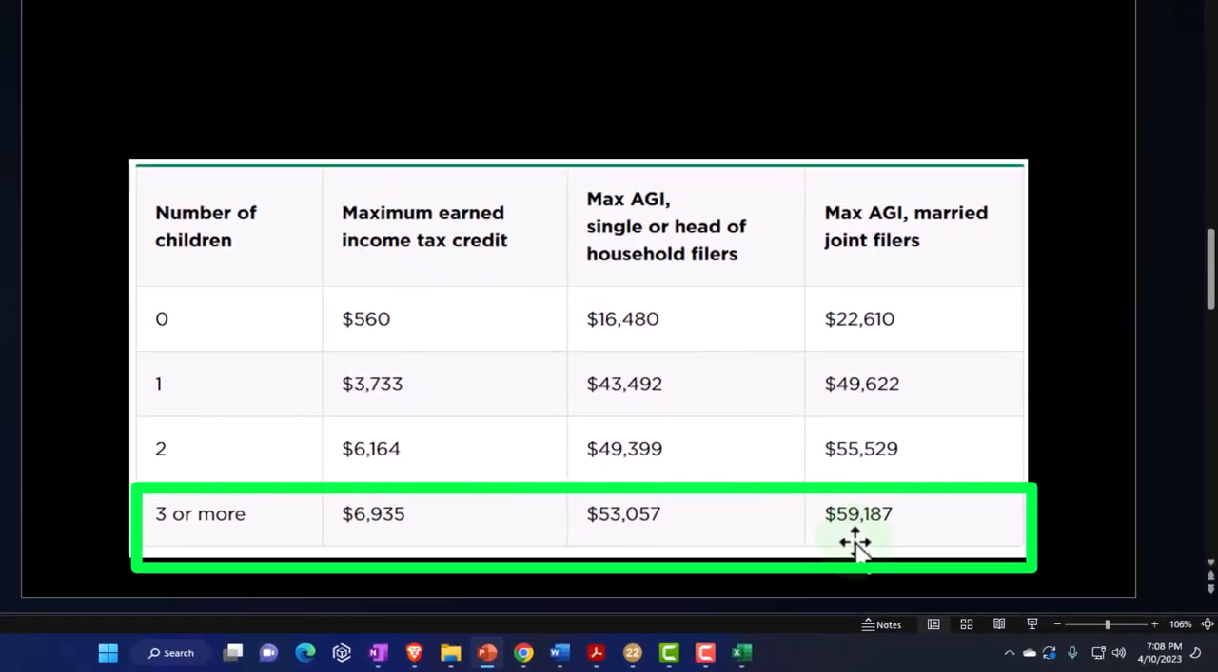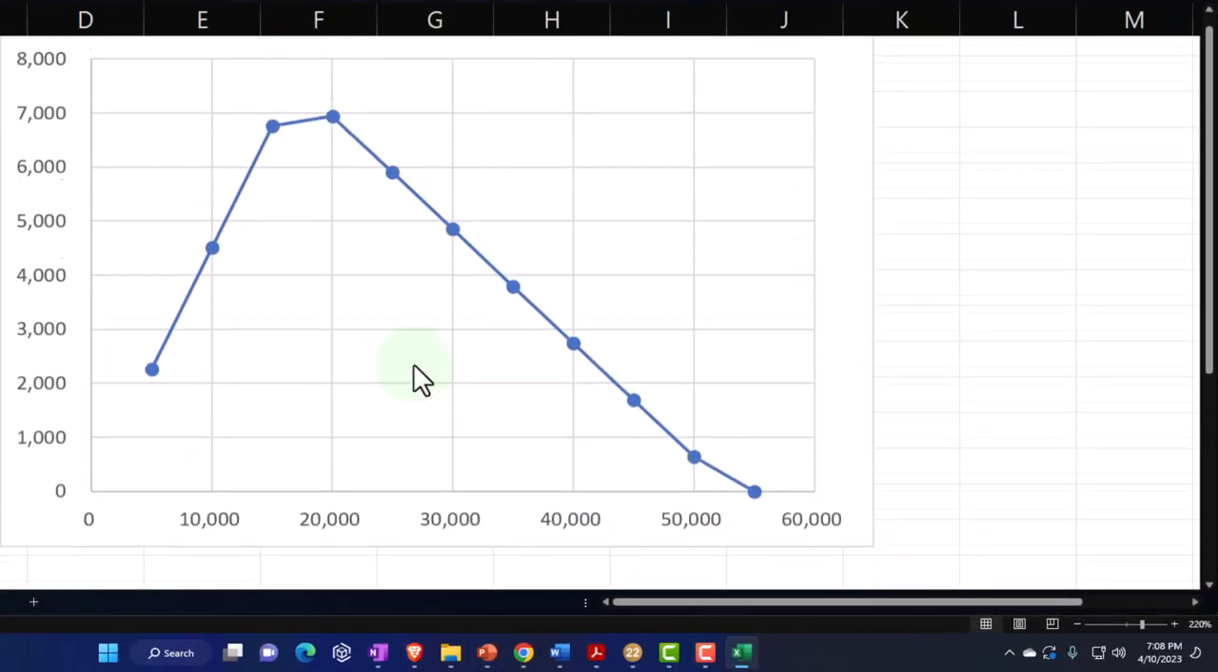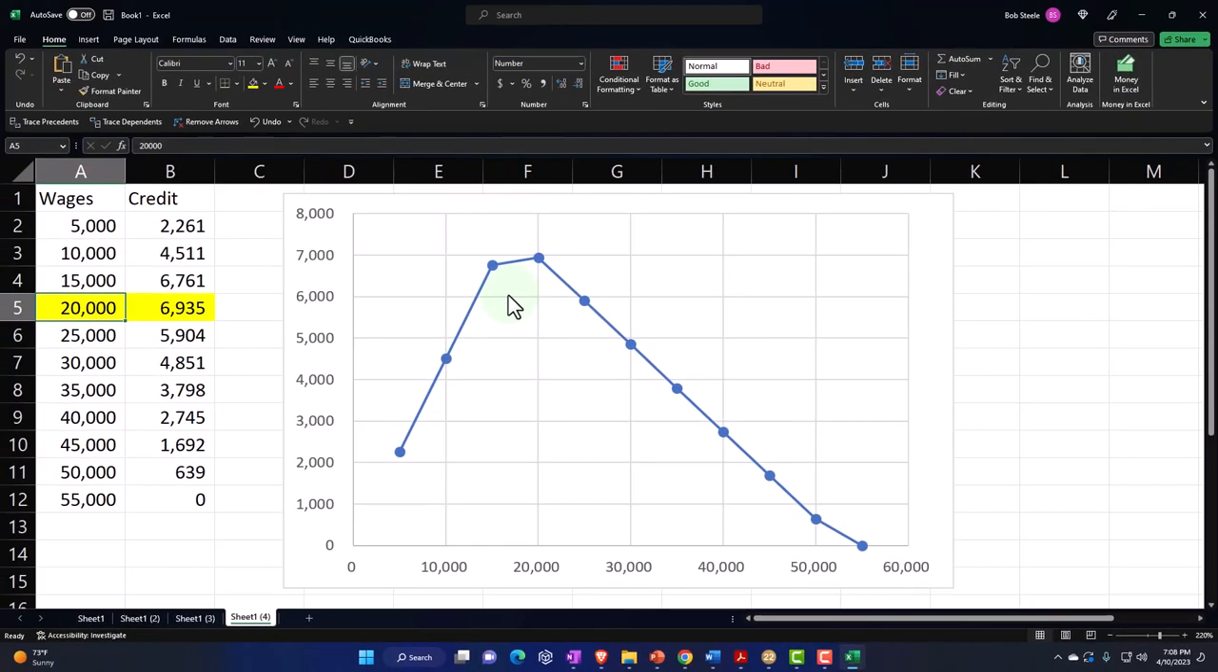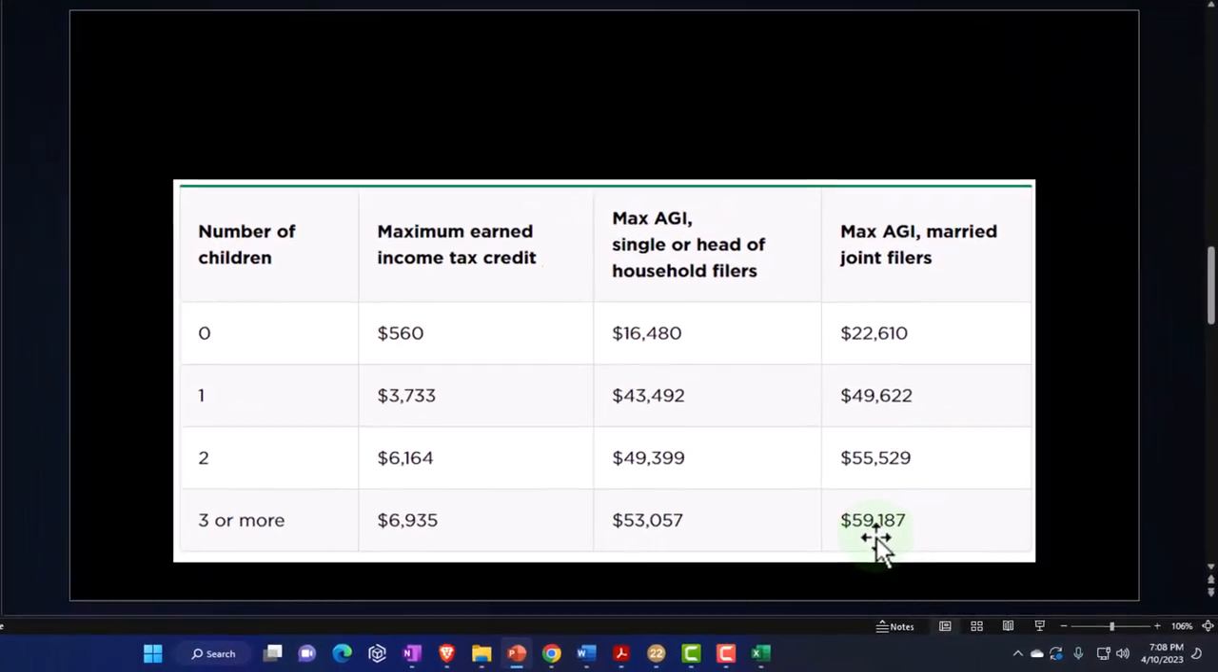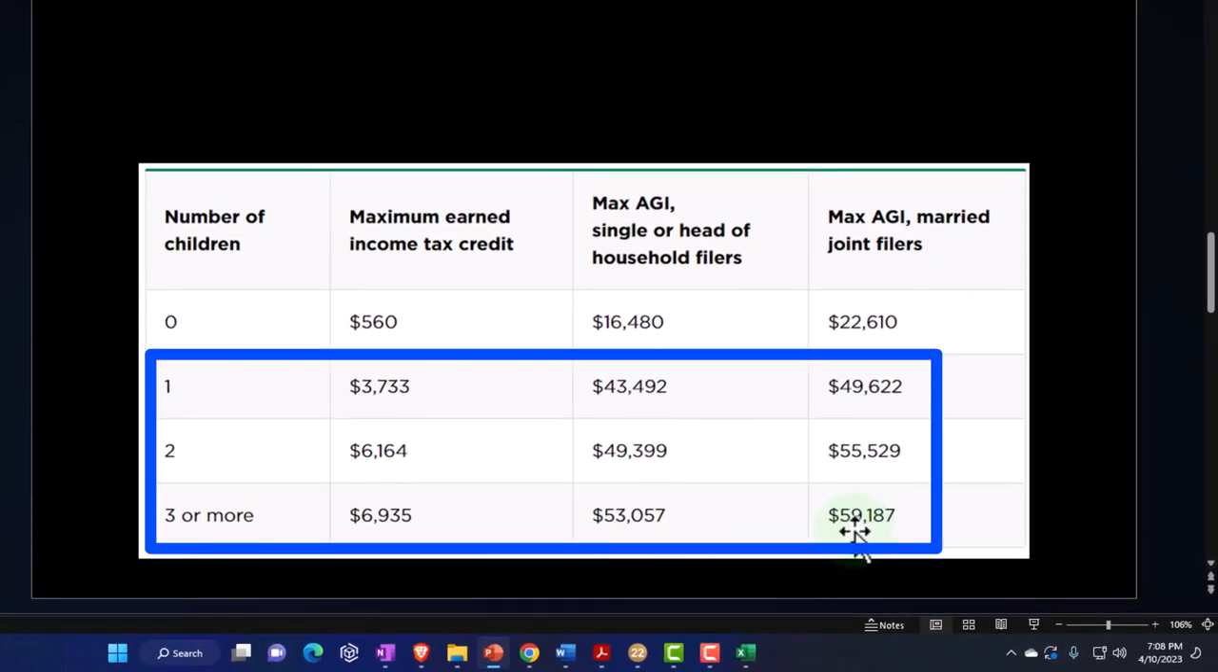So you can imagine this whole curve basically shifting to the right, so that the maximum income level you'd get would be here instead of here. But still you have the max here.